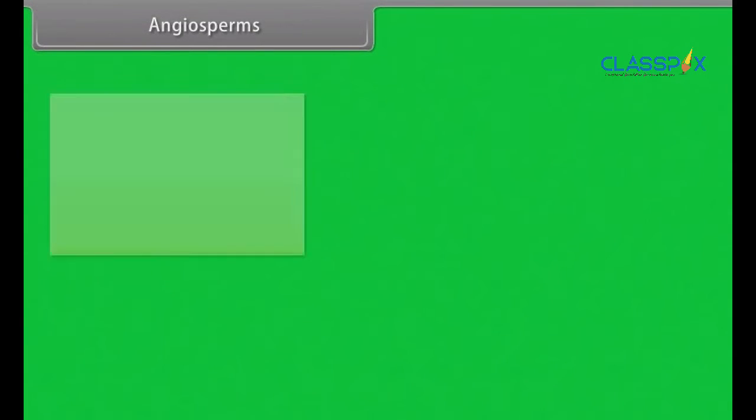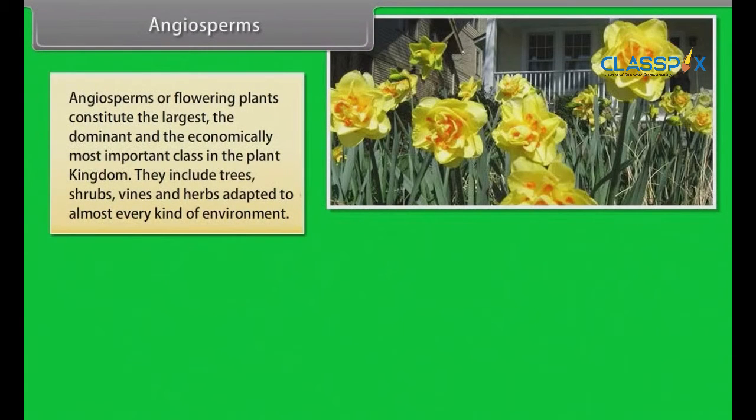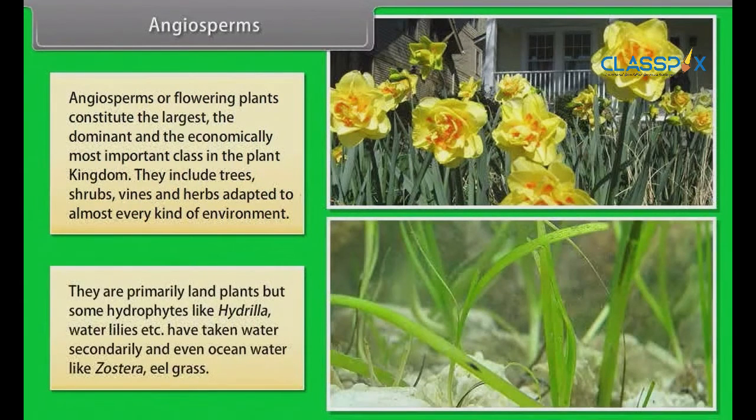Angiosperms. Angiosperms or flowering plants constitute the largest, the dominant and the economically most important class in the plant kingdom. They include trees, shrubs, vines and herbs adapted to almost every kind of environment. They are primarily land plants, but some hydrophytes like Hydrilla and water lilies have taken to water secondarily, and even ocean water, like Zostera, eelgrass.